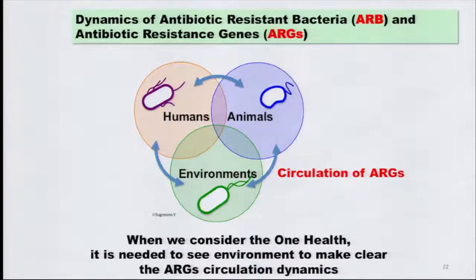So when you think about One Health, we should think about the circulation of ARGs among the human, animal, and the environment. So it is needed to see the environment to make clear the ARG circulation dynamics.